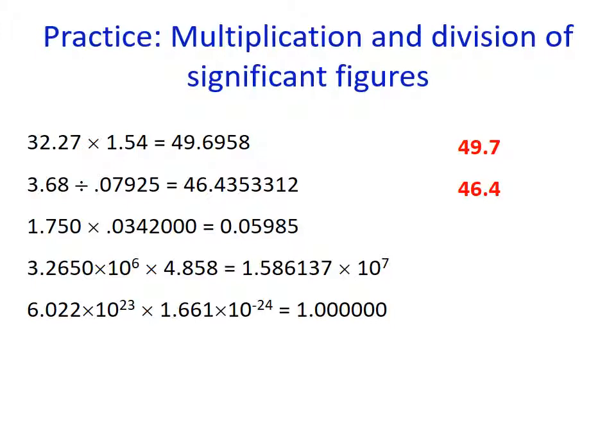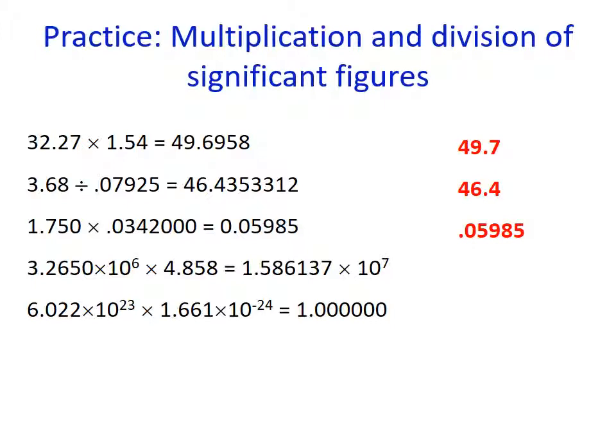The next one, 1.750 times 0.342000 gives 0.05985. 1.750 is in four significant figures, so it must be given to four significant figures. So that's 0.05985. Remember, of course, that zero is not significant, so it's the beginning of the number.